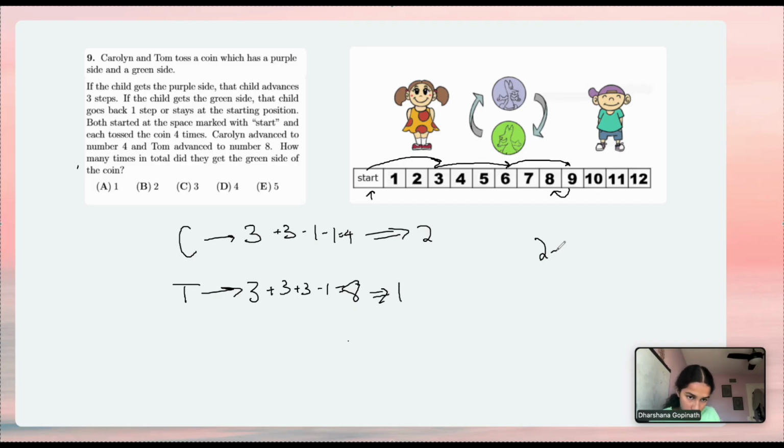So 2 plus 1 is equal to 3. So in total, both of them got the green side thrice. So the answer is option C, 3 times.